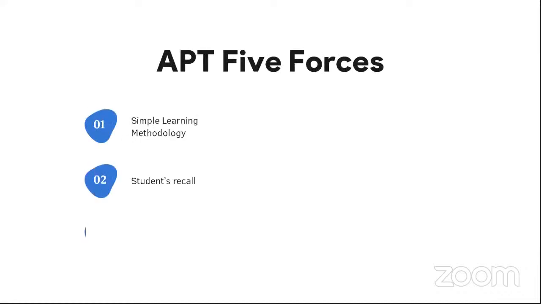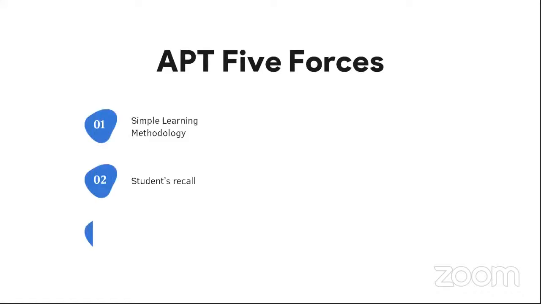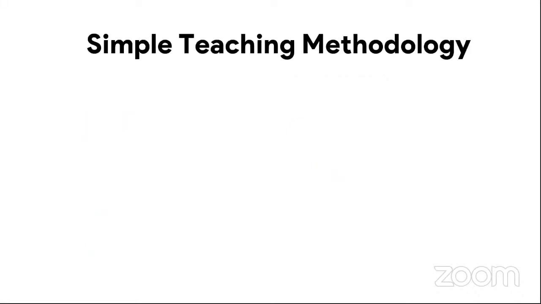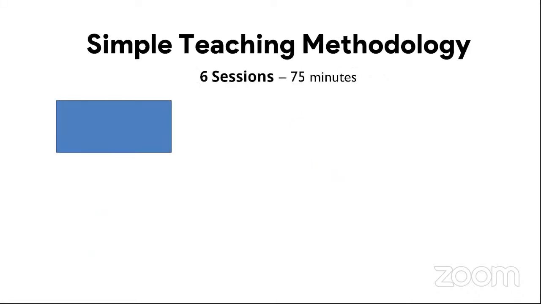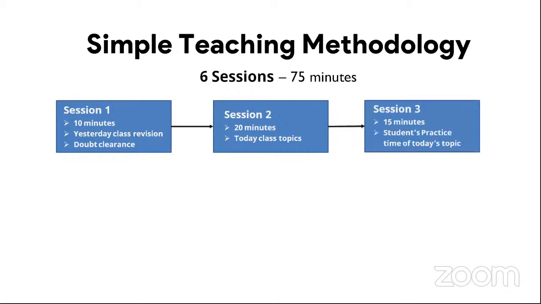We have the IPT 5 forces, a simple learning methodology: students recall, creative explanation, and fingertip materials, additional bonuses. And these are the timings we are following in our classes. Each class will be conducted for 75 minutes. The first session is for doubt clearing and yesterday's class questions. The second session is for that day's topics. And in the third session, you have to practice whatever the trainer taught you in session 2.